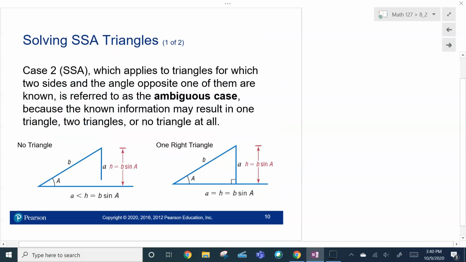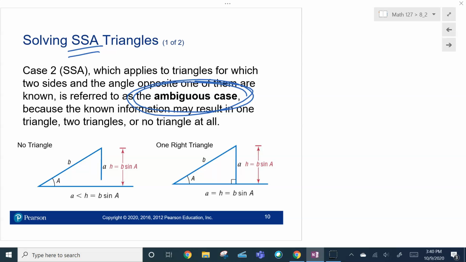Okay. All right. Now, when we have side-side-angle, this is what's referred to as the ambiguous case. And that's because we don't know if there's no triangle, if there's one triangle that it could be, or if there's actually a possibility of two different triangles with the given conditions that they give us. So that's why it's the ambiguous case.